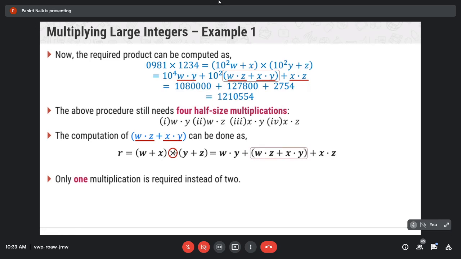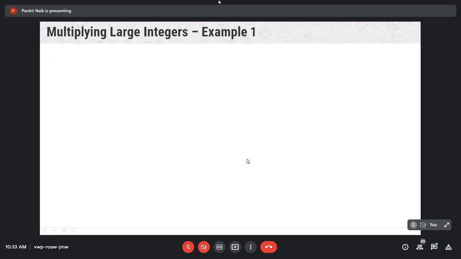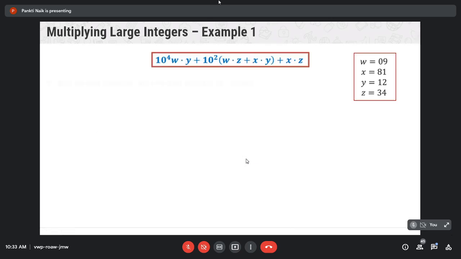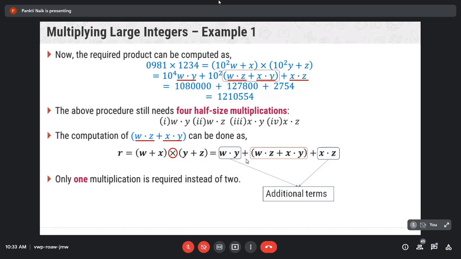So here we still need multiplications, the multiplication count still increases, so we can simplify this multiplication. Here we require 2 multiplications. So if we do it like this, r is equal to (w plus x) into (y plus z). So instead of 2 multiplications, we require only 1 multiplication.